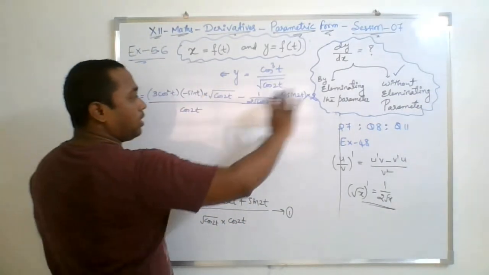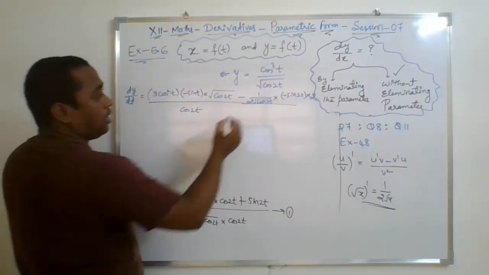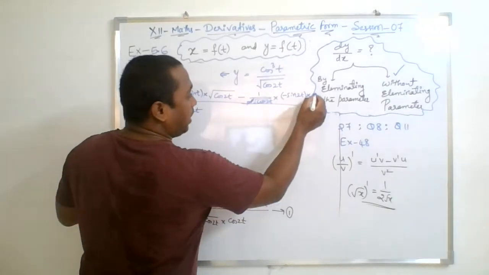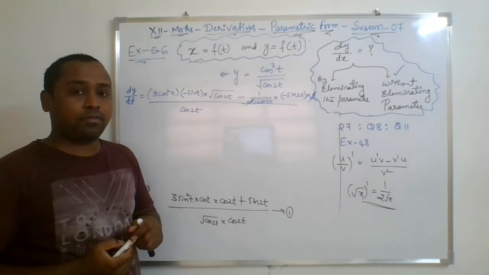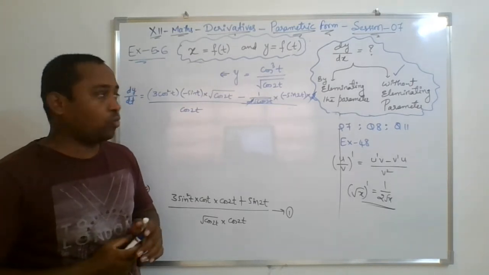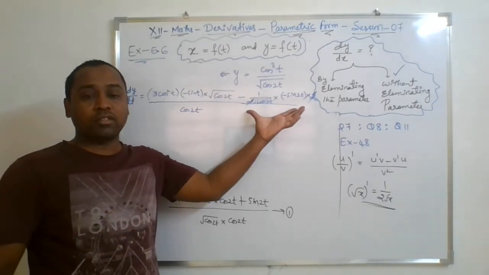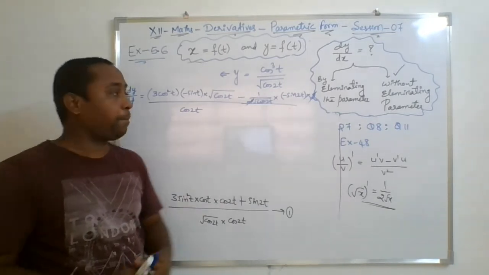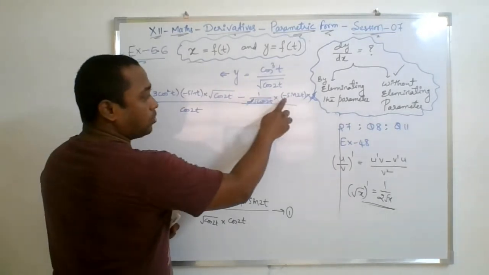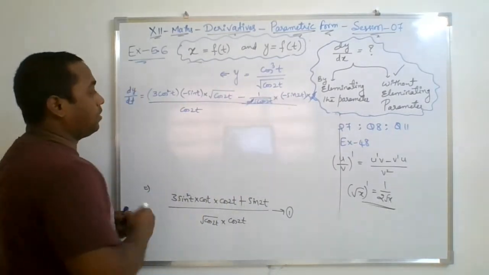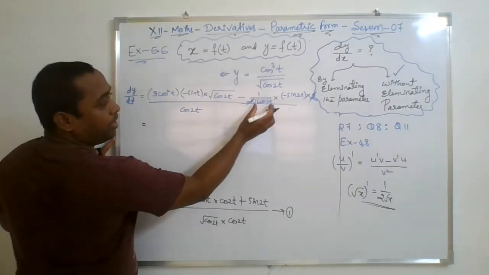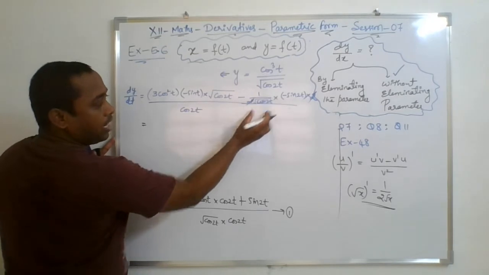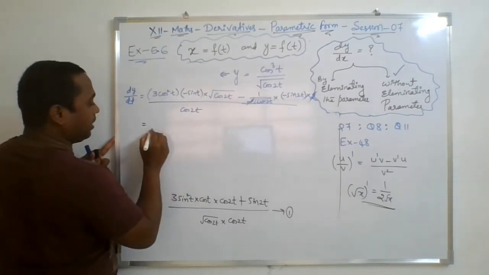So I have solved directly, right? I believe that you will be able to understand the chain rule, and you have done a lot of practice on the chain rule. That's why wherever the chain rule is involved, I am solving directly. Right. So this minus into minus becomes plus, and now take the LCM. The LCM would be under root cos 2t, and that LCM becomes the denominator.